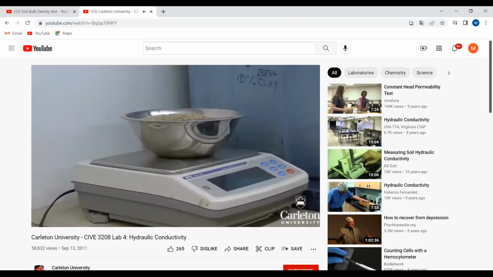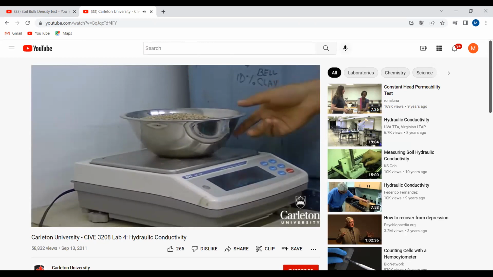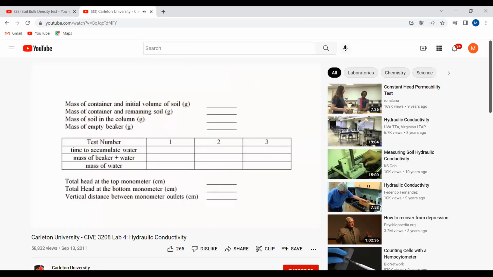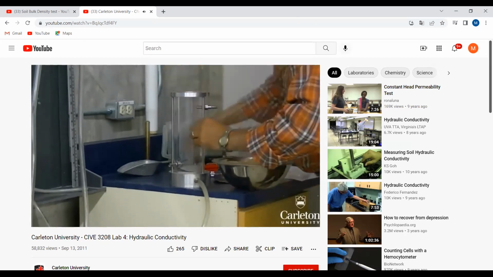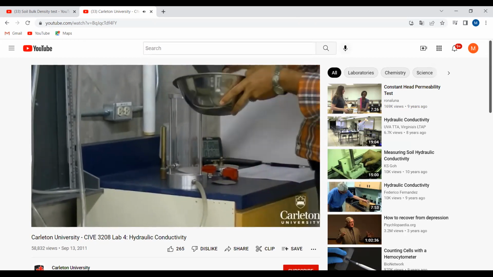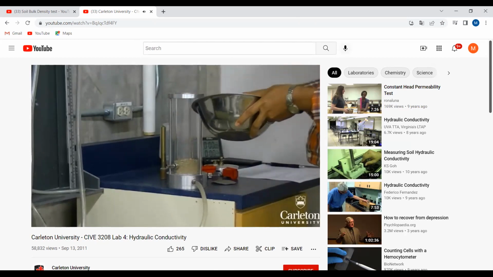First, obtain about 1 kilogram of coarse soil and place it in a container. This should be enough to fill the test cylinder. Record the mass of the container plus the soil in a table. Place a screen at the bottom of the cylinder. This prevents the soil from being carried out. Fill the cylinder with the soil sample.